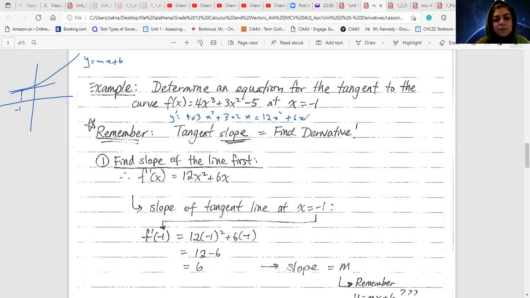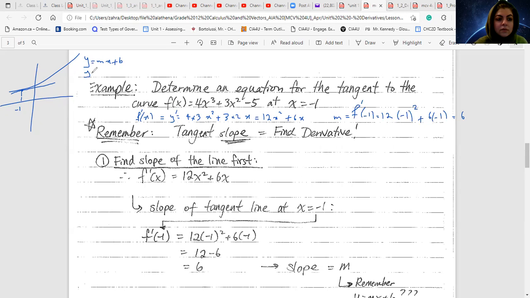So the derivative is 12x squared plus 6x. If you want to find the slope, you know derivative means slope. This is f prime of x. You simply find f prime of -1, which will give you the slope at -1. Instead of the x here, I put 12 multiplied by -1 squared plus 6 multiplied by -1. If we do this calculation, the answer will be 6. So I have a slope, which is 6.